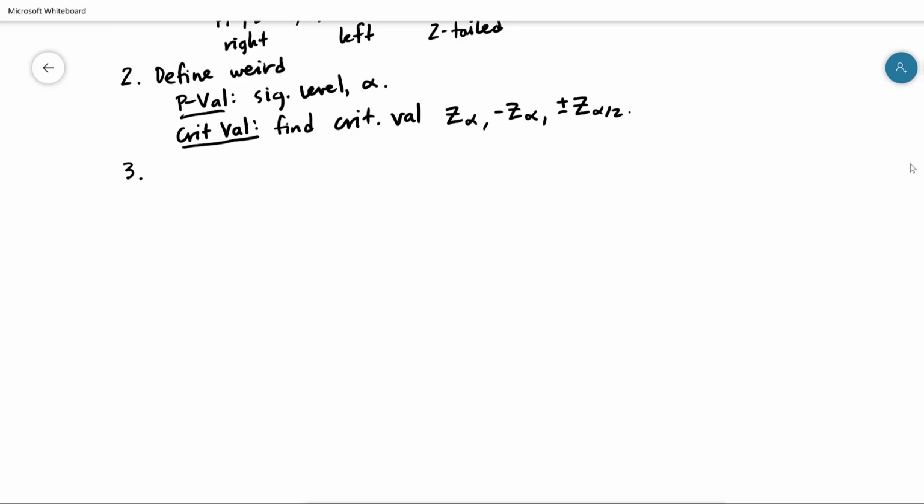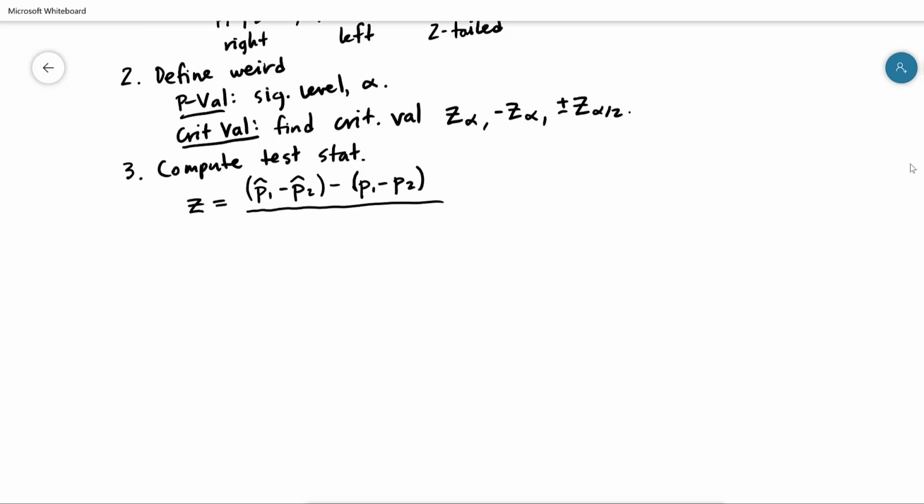Third step, we need to compute the test statistic. And this is really the only significantly different piece. This formula looks different than the others, so let's compute the test statistic. And in this case, the test statistic is the following. So it's a z-score, and it looks like the following. We look at the difference between the two p-hat values. We subtract off the presumed difference of the actual population proportions, not from our sample. And then we divide by the standard error, which in this case looks like the following.